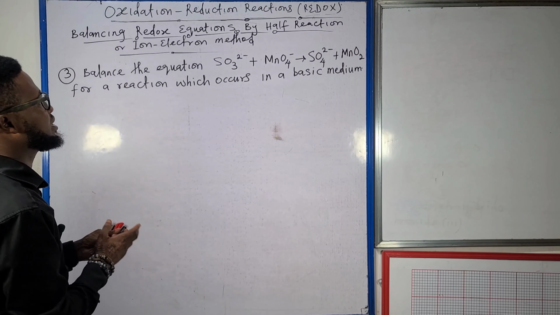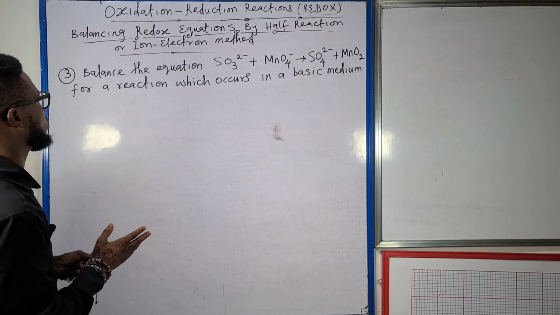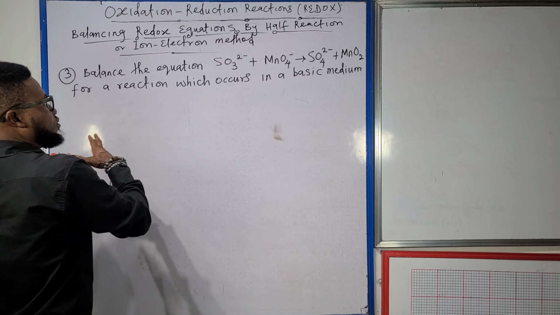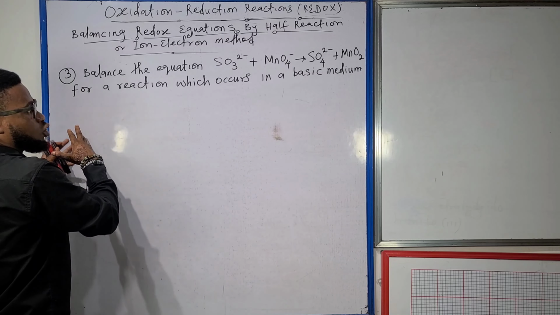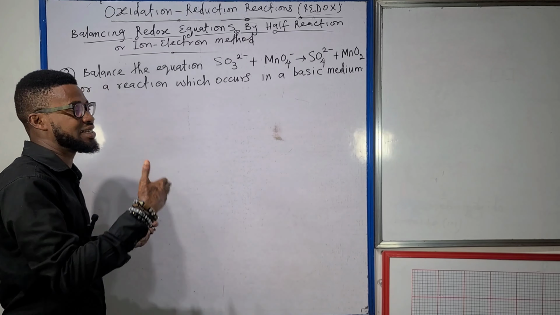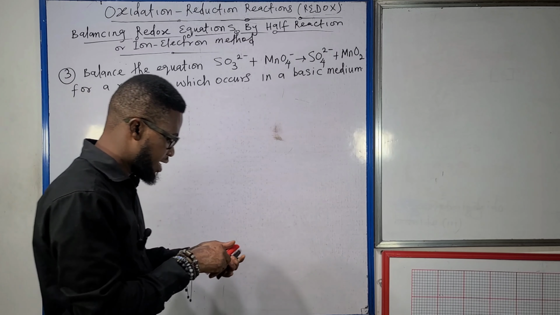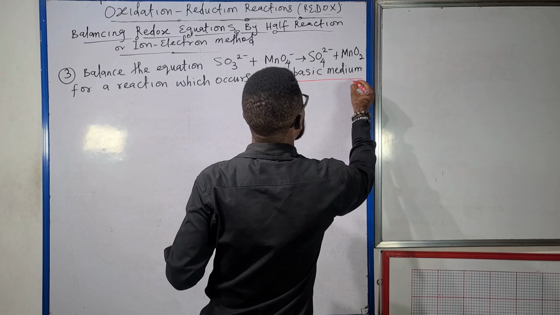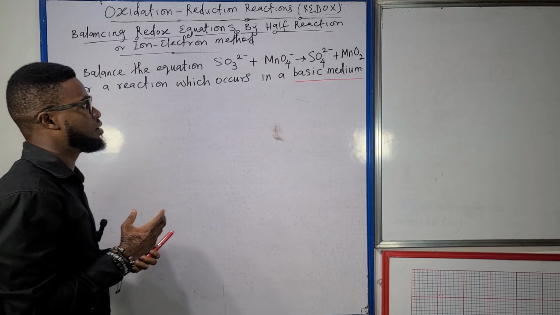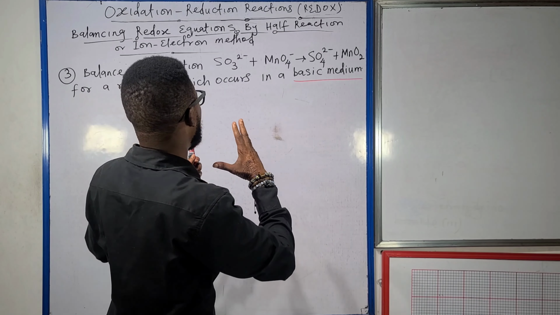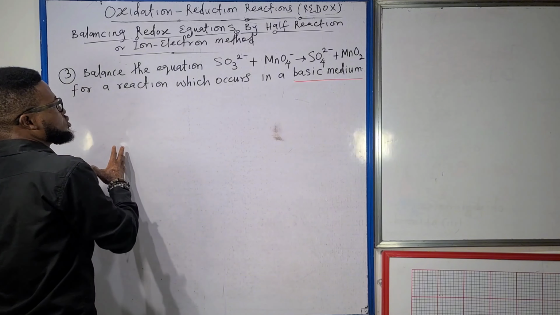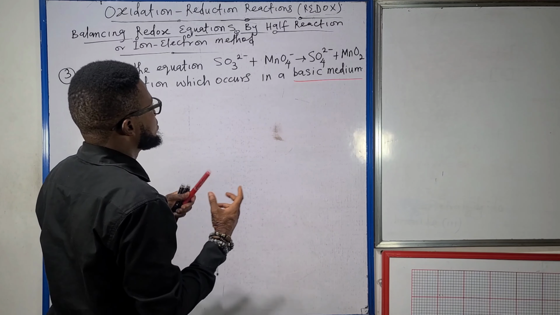So how do we balance things using the ion-electron method? We follow steps 1 to 7 first, just like we've done for the previous questions in acidic medium. Then we use steps 8 and 9 to complete things, because this is happening in a basic or alkaline medium. So what is step 1? Step 1 talks about separating the equation into oxidation and reduction reactions.